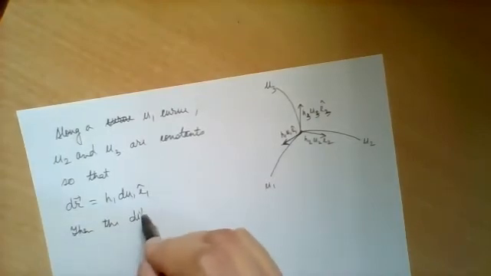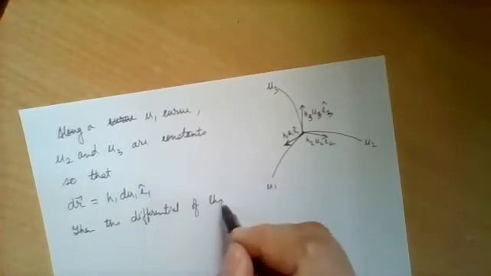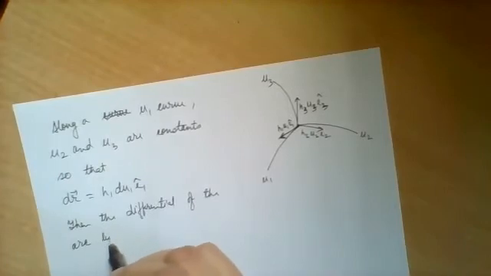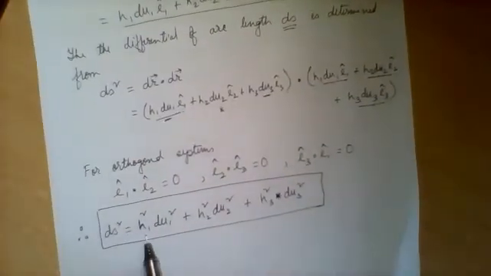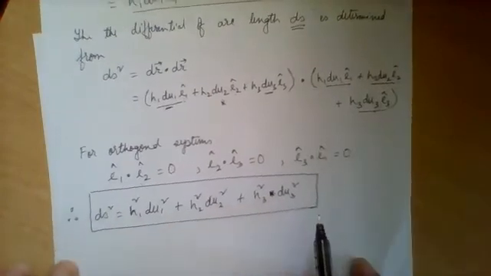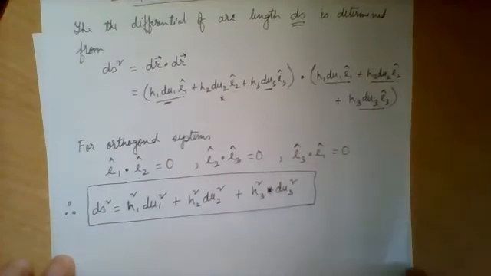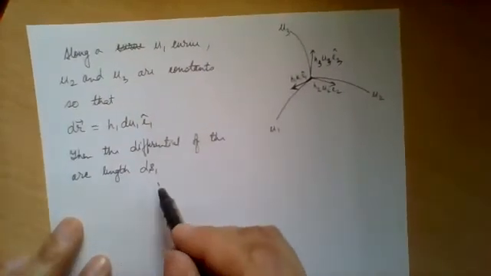The differential of the arc length ds1. So the differential of arc length along any arbitrary path is ds, but when the object is moving only along the u1 axis, we call it ds1.